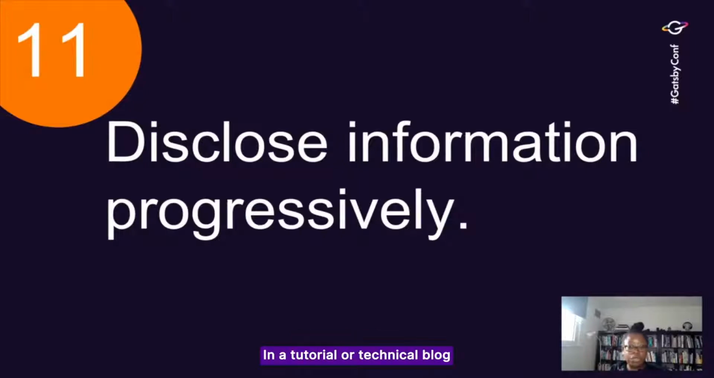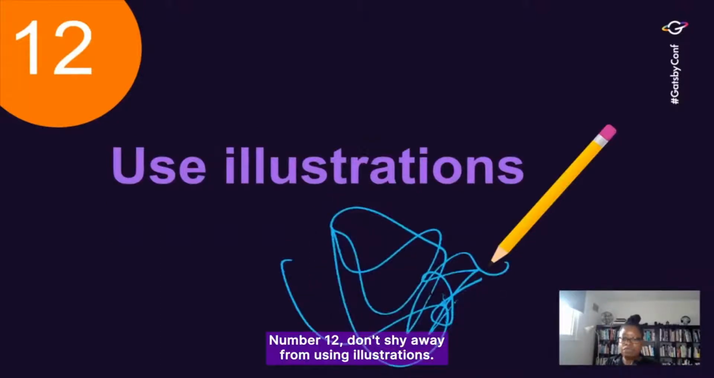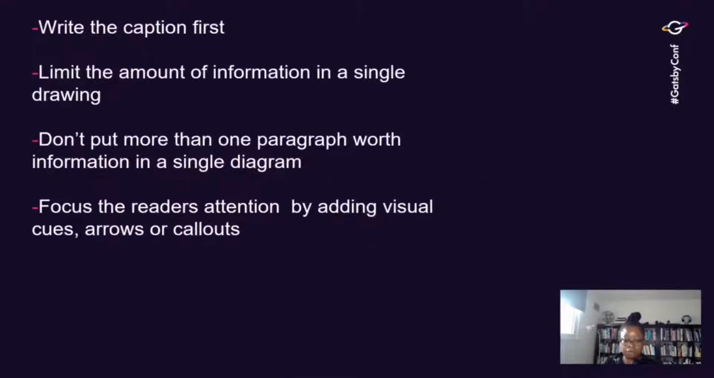In a tutorial or technical blog, you could use a quiz, for example. Number 12. Don't shy away from using illustrations. Make a point of writing the caption first. So by writing the caption first, you can then create an illustration that best represents the caption.